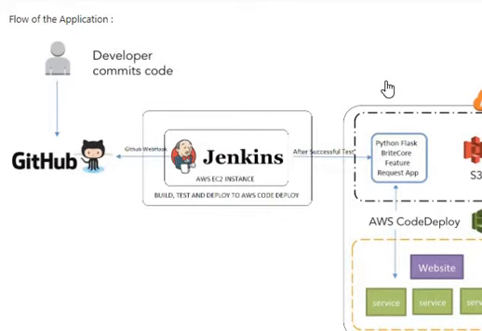Then I will come to DevOps. So the developer is working on the code. There is one platform named GitHub. GitHub is used to manage the versions of different software. That is nothing but a version control system, right?